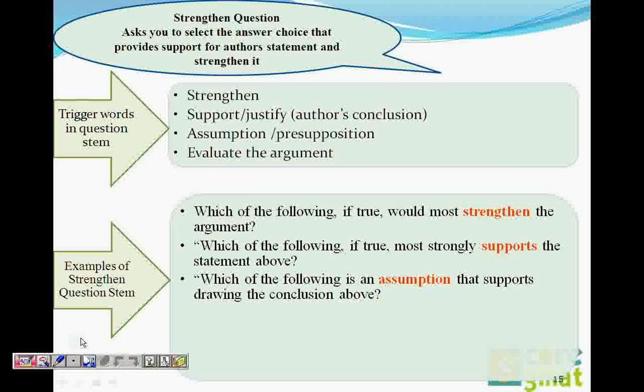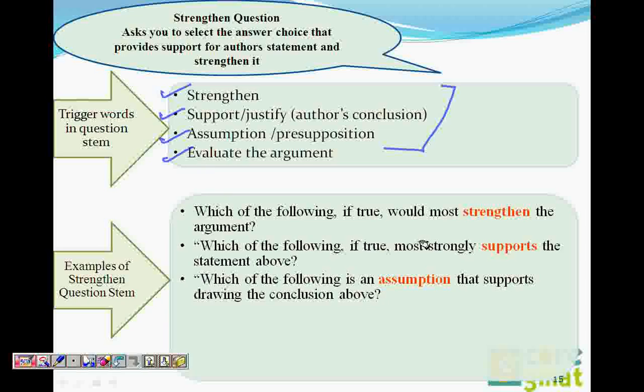We'll begin with how to identify the type of question. Basically, the strengthening question asks you to support the conclusion. These are the trigger words that can help you identify the type of question: strengthening, support, assumption, evaluate the argument. These all tell you that this is a strengthening question. They come in the question stem. You first have to read the question stem, and after you read it, you find these words. Now you know you're facing a strengthening question.